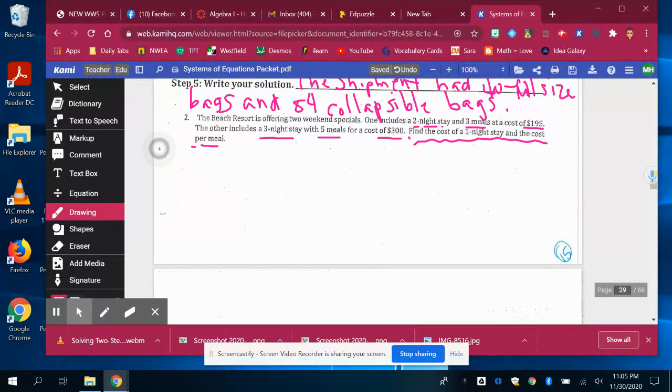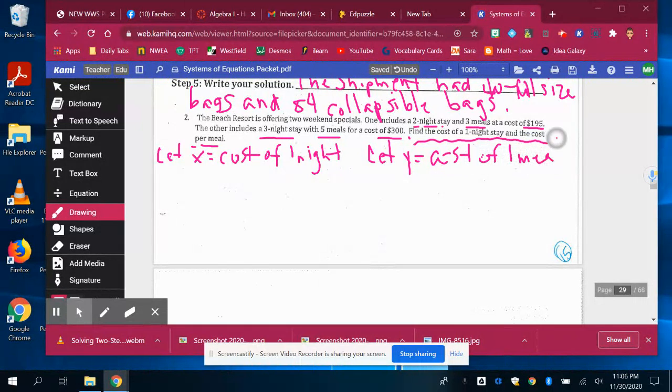So we can use that to define our variables. So I'm going to say let x equal, I'm looking for the cost of a 1-night stay. So we'll say cost of 1 night and I'm going to let y, I'm also looking for the cost of a meal, so cost of one meal. So I have my two variables.